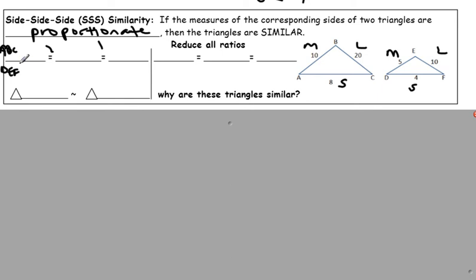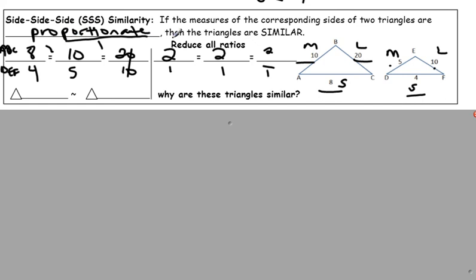So I'm going to compare the bigger triangle to the smaller triangle, and first I'm going to compare small side to small side, so 8 to 4. Then I'm going to do medium to medium, 10 to 5, and then I'm going to compare large to large, 20 to 10. Remember, we want to reduce all of our ratios. The way that these triangles are going to be similar is if all of their ratios are equal. So that means their sides are proportionate. 8 divided by 4 is 2 over 1, 10 over 5 is 2 over 1, and 20 over 10 is 2 over 1. So because these ratios are all equal, that means that the sides are proportionate.